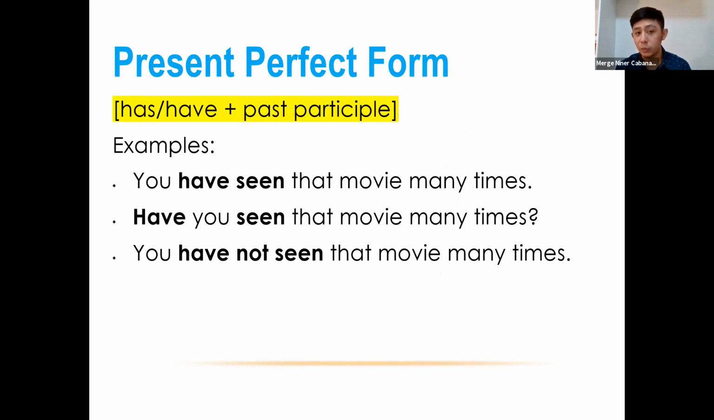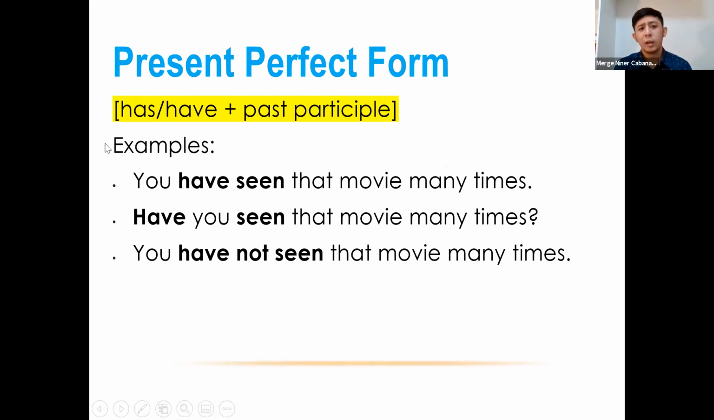Guys, before I proceed with present perfect form, do you have any questions with your simple present and your present continuous? All right, remember guys, if you have questions, feel free to raise your hands, okay? And you may unmute yourself if you want so that you can participate in our lecture today.